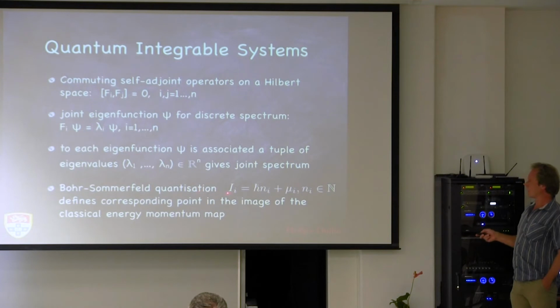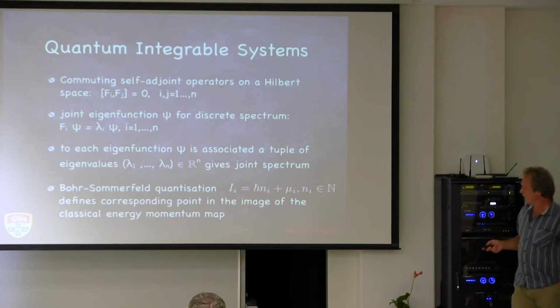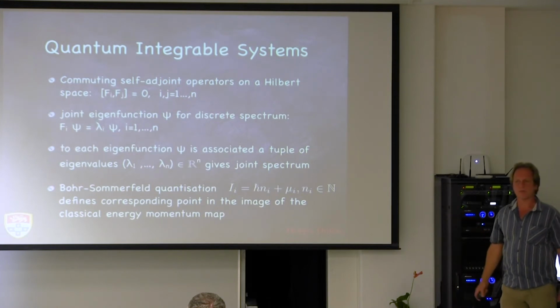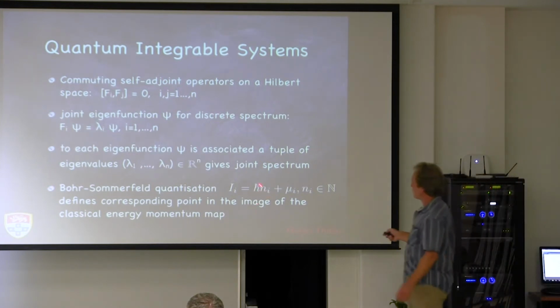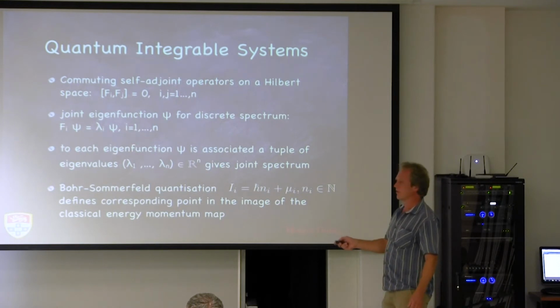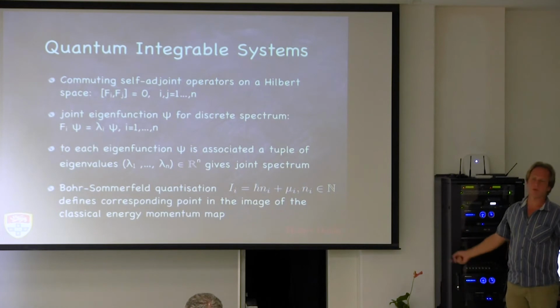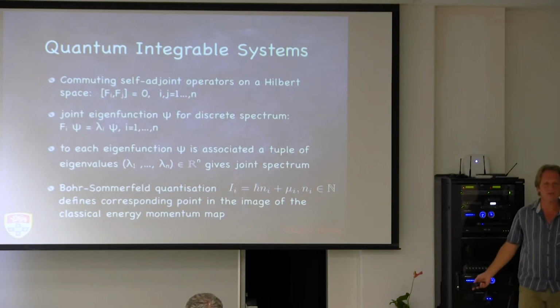And by Bohr-Sommerfeld quantization, which says the action is approximately a multiple of an integer plus some shift, that's the relation between the two pictures, the classical and the quantum picture. Of course, this would only give you approximately the joint spectrum, but the approximation in our case is so good that you wouldn't see the difference in the pictures.